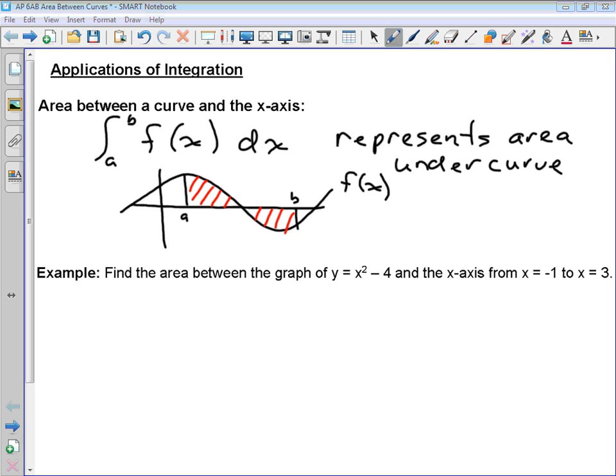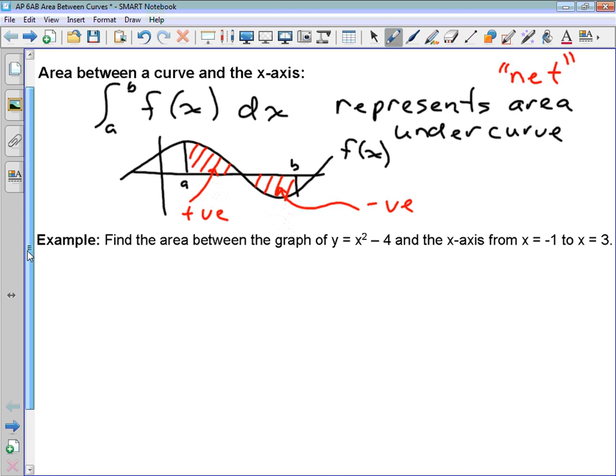But we also said that this area that was below the curve but above the axis was a positive area. And this area over here that was above the curve but below the axis was a negative area. So what this represents, when we're talking about the area under the curve, is the net area under the curve, okay?